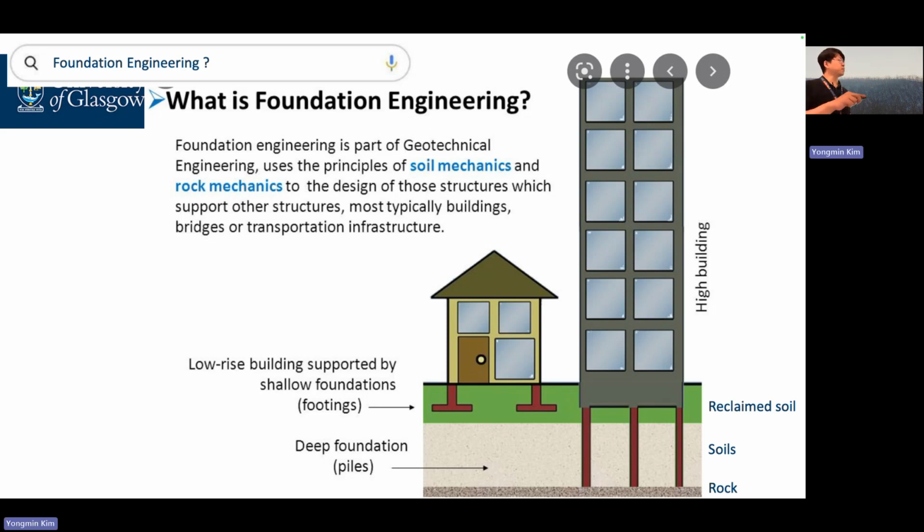This is the tallest building. This is our normal condominium and cluster house. In that case, we can go with shallow foundations. But as our upper structure loads increase, we need another geotechnical interface to transmit our upper structure load into the soils, which is foundation engineering.